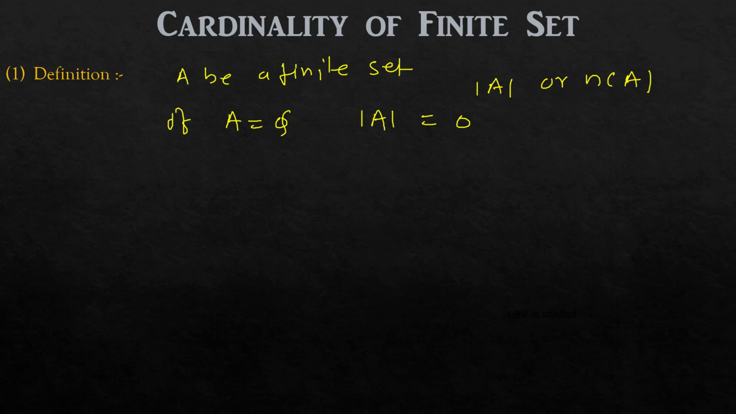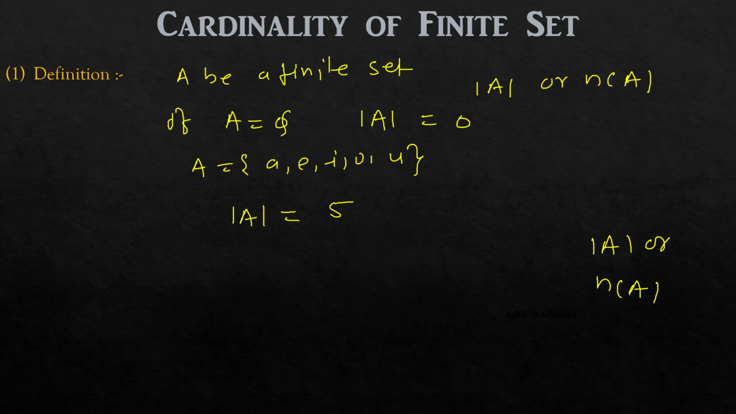Now let's consider another example. A is equal to {a, e, i, o, u}, the collection of vowels. So we get the cardinality of A is equal to 5. So what is the cardinality of A? Let A be a finite set, then the cardinality of A is denoted by this symbol, or n(A), is the number of elements in the set.